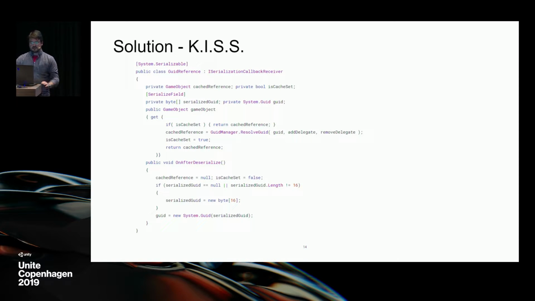And then this is the custom class that lets you drag the game object from one scene to another. This is sort of the referencer, the GUID reference. The only reason it's a class is I need this serialization callback receiver. Unity's serialization system only understands a very small subset of types. System.Guid is not one of those types. It has no idea how to do that.